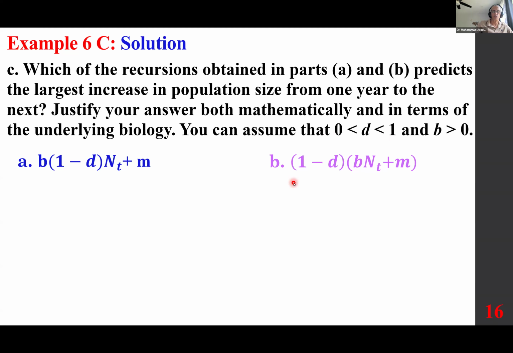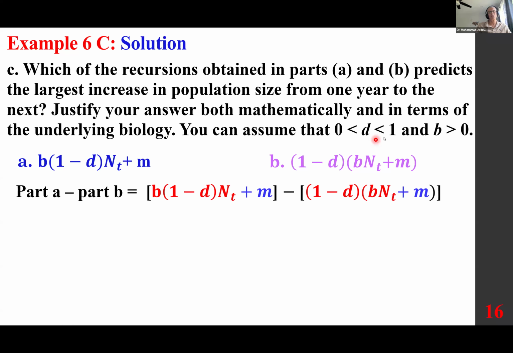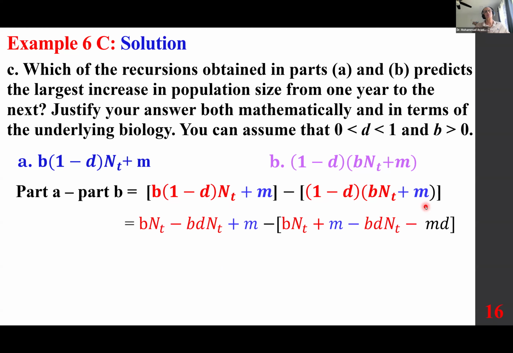So which number is larger? Well, mathematically it's simple. Just say A minus B and work it out. If it's positive, A is larger. If it's negative, B is larger. Or B minus A: positive, B is larger, negative, A is larger. So part A minus part B. It's very simple math. So this is B times 1 times N sub T minus B times D N sub T plus M. And this one, you just do the foiling, 1 times B N sub T, M minus B D N sub T minus D M or M D. So you just do the elementary algebra and do the math.